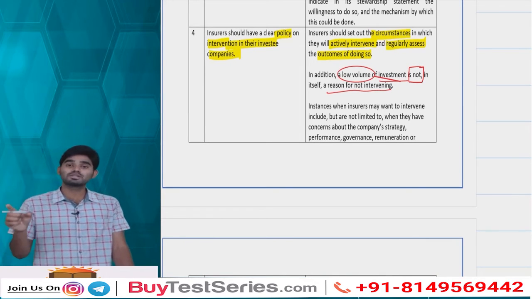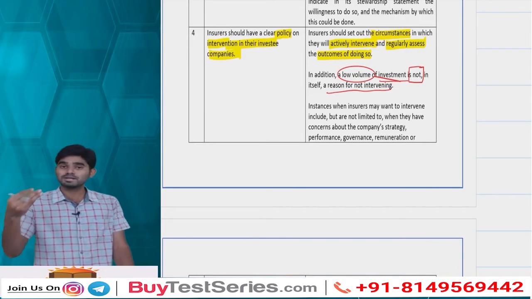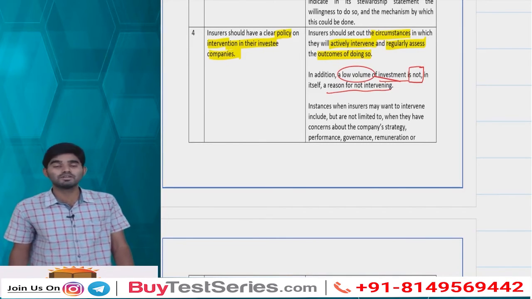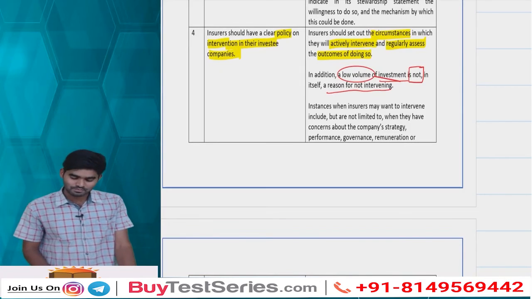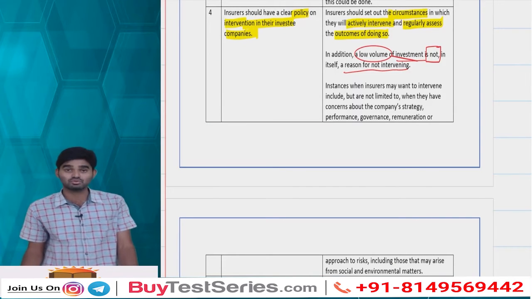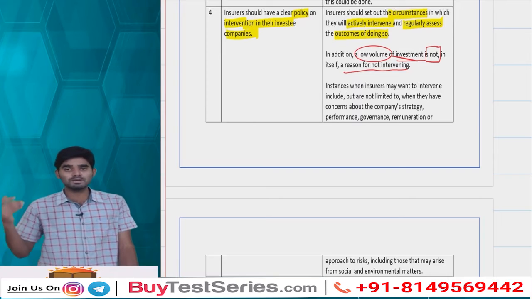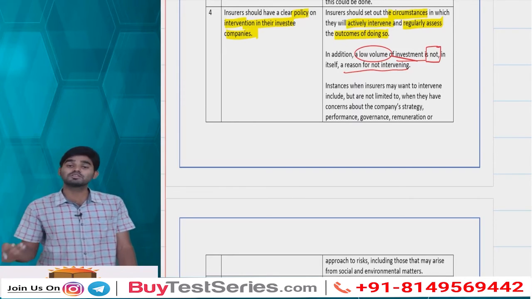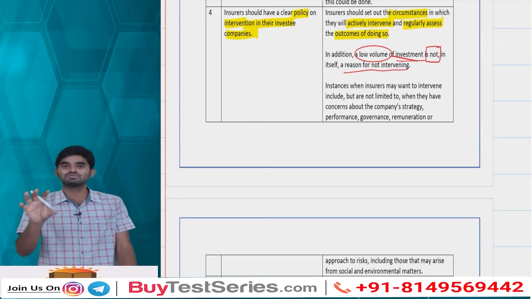So it is not about the amount of investment you made, rather how you are participating so that it could reap a benefit to the ultimate stakeholders and the ultimate beneficiaries. Clear, everyone? Instances where insurers may want to intervene include, but are not limited to, the following. So this is a specific one. These may not be a perfect list. Depending upon the investee companies, that may change. So do not limit your interventions only to these factors.